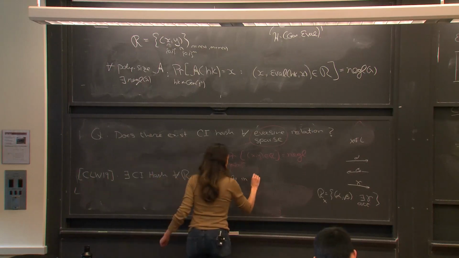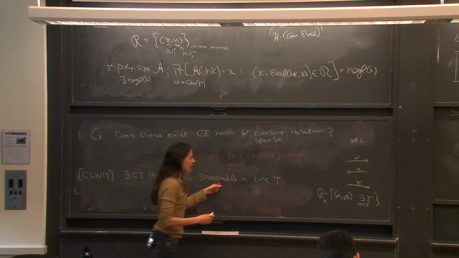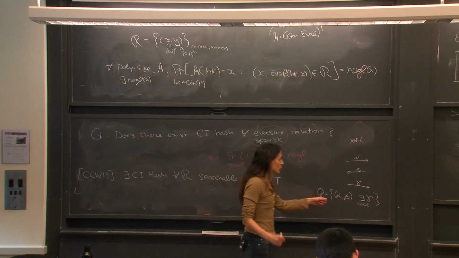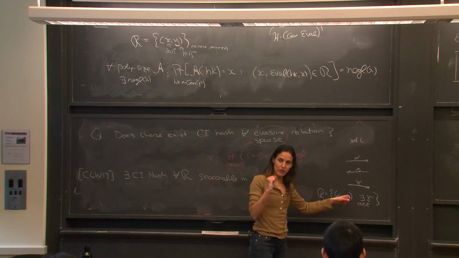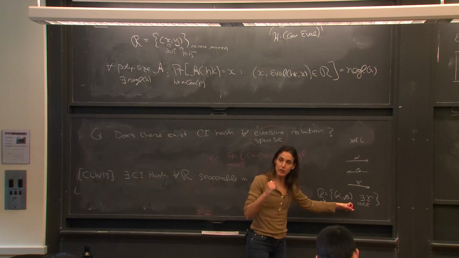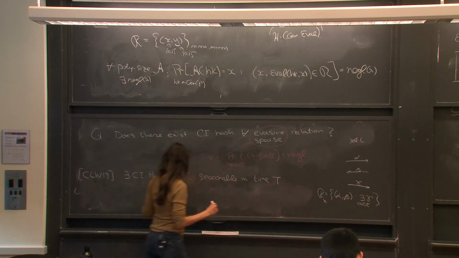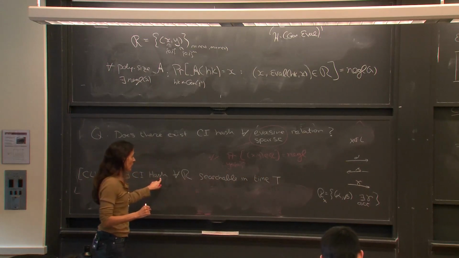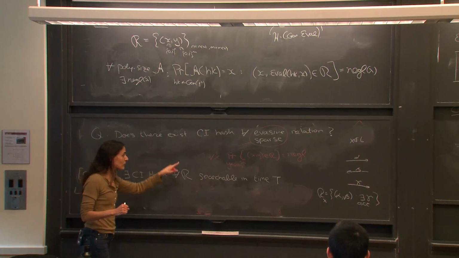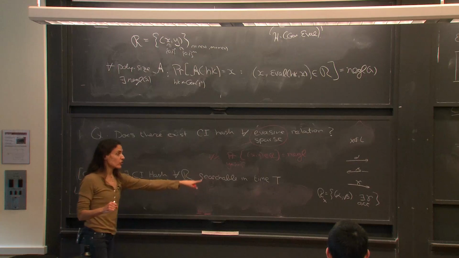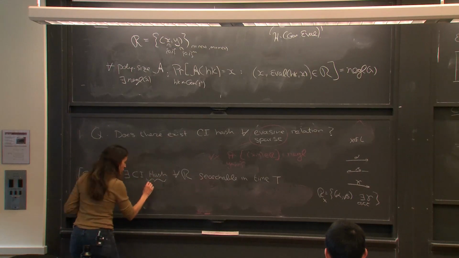Searchable in time t just means that for every alpha there's a unique beta. It's a search problem. For every alpha there's a unique beta, and this beta can be computed in time t. So what they show is that there exists a hash that is correlation intractable for every relation searchable in time t, and the time to compute the hash grows with t.